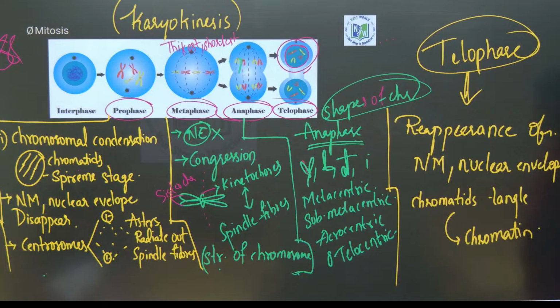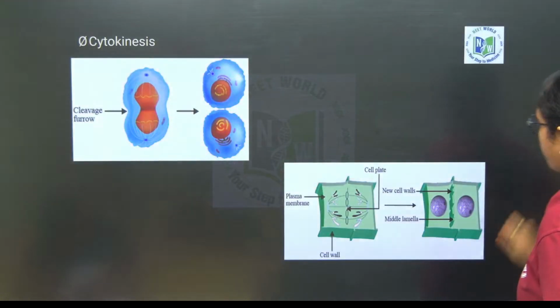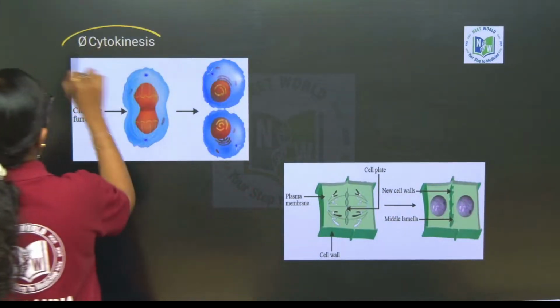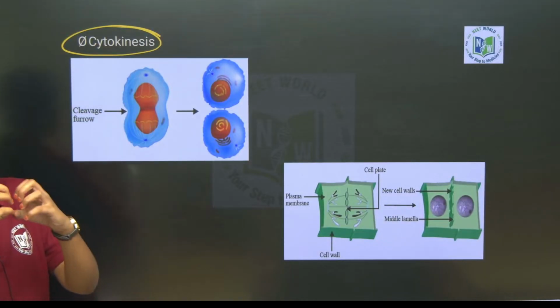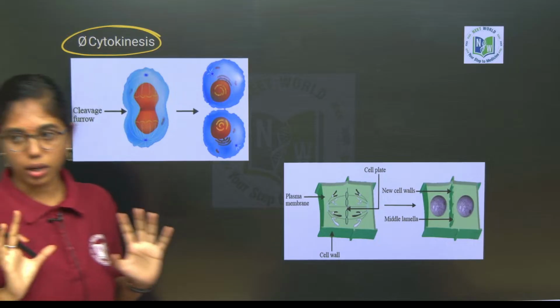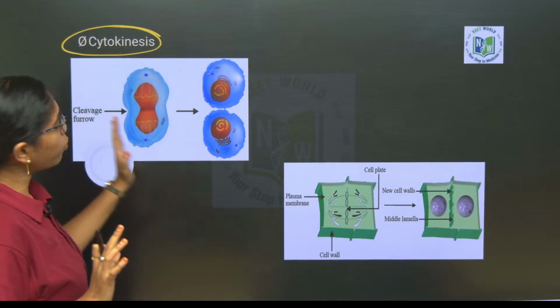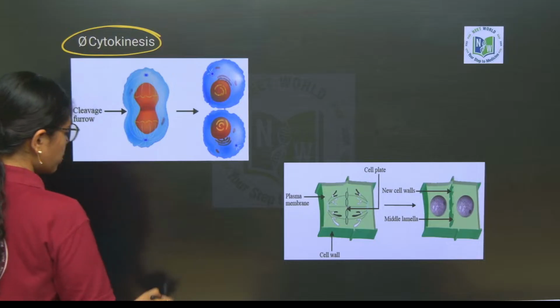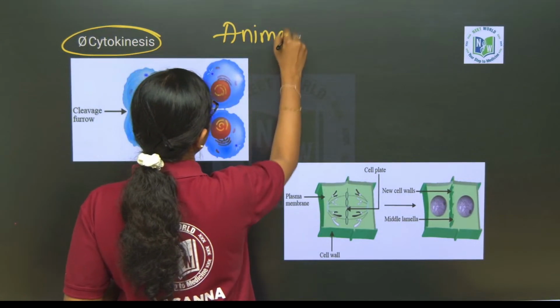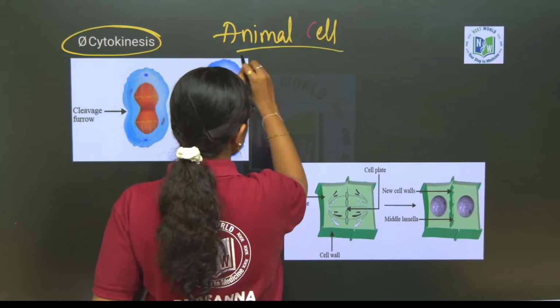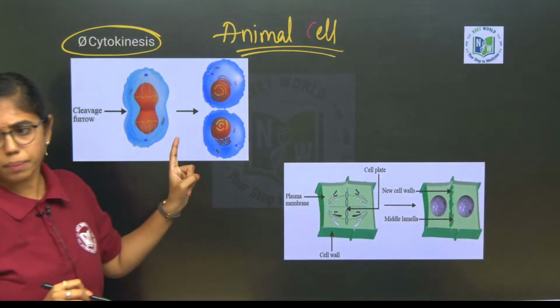Fine. Shall we move on to cytokinesis? See here. Cytokinesis is the movement of cytoplasm, or simply the separation of the cell, or formation of two daughter cells. It is different in animal cell and plant cell. First we will look into the animal cell. In animal cell, cytokinesis is very simple.